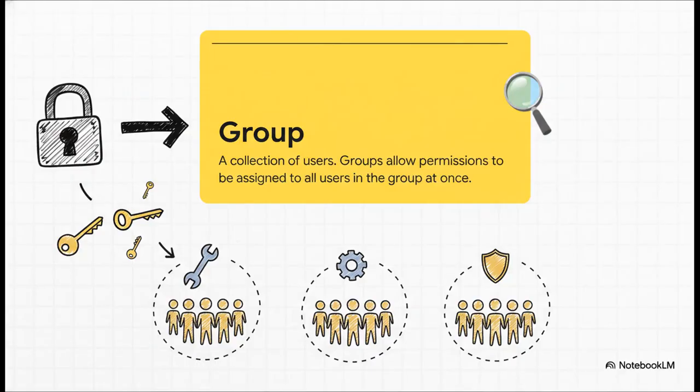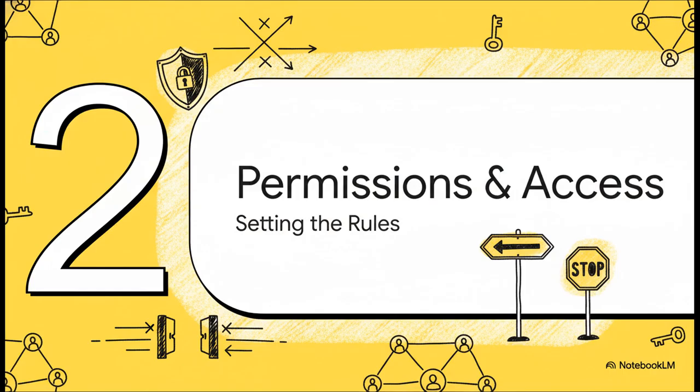Now, imagine trying to manage permissions for hundreds of users one by one. It would be a total nightmare. And that's where groups come in to save the day. A group is just what it sounds like, a collection of users. But it's a really powerful concept. Instead of giving 20 people individual keys to a project folder, you just create a project group, put all 20 people in it, and give the key to the group itself. So much more efficient.